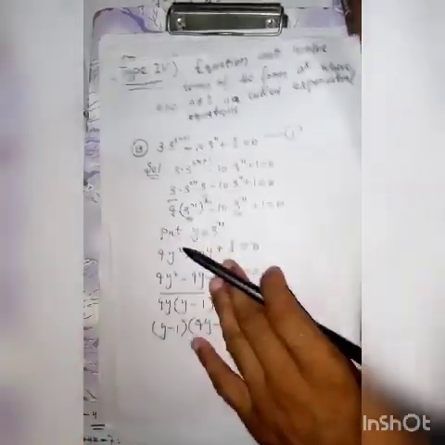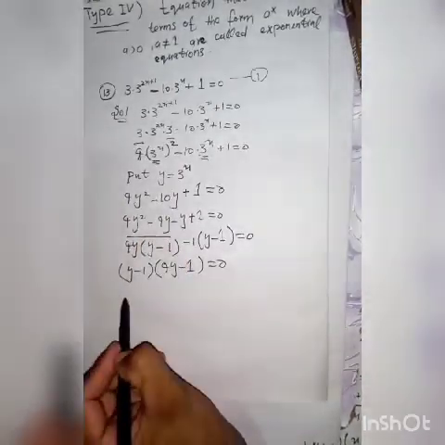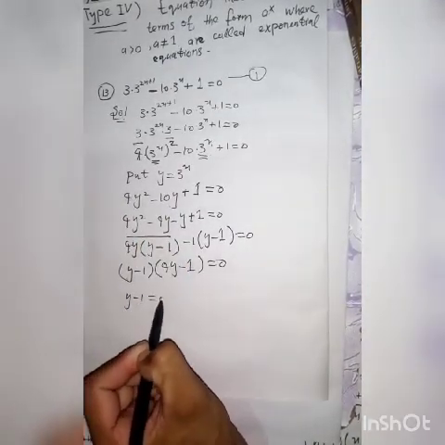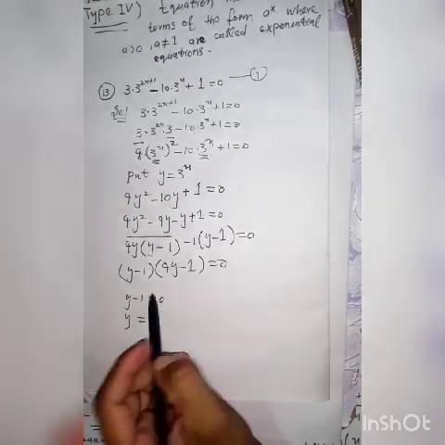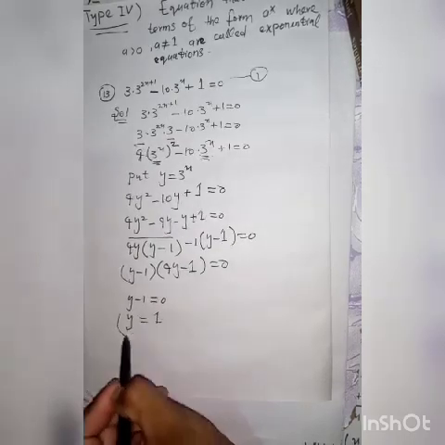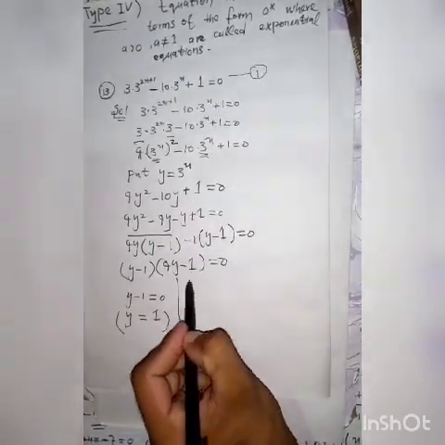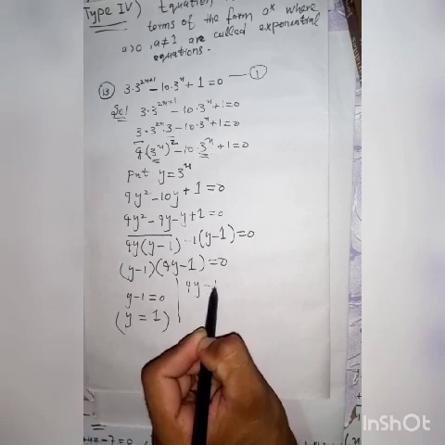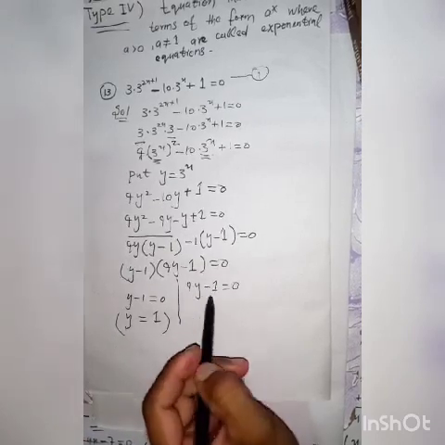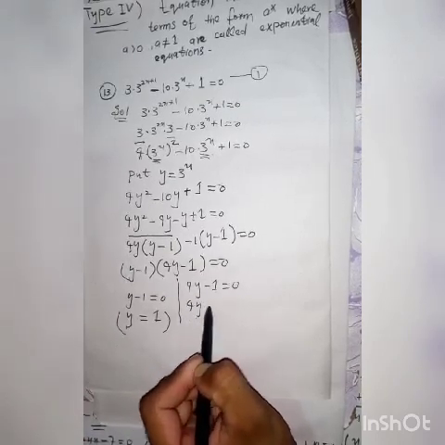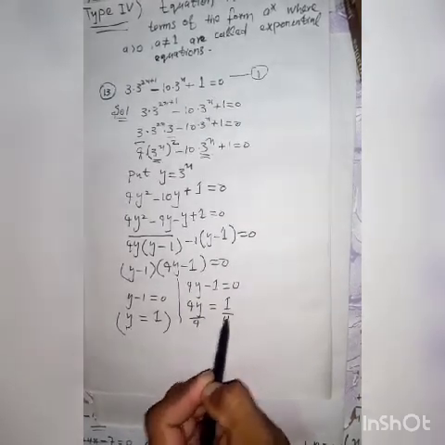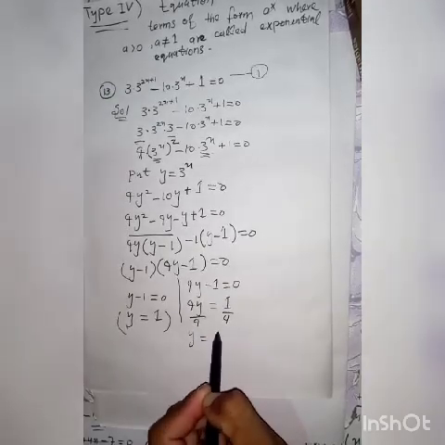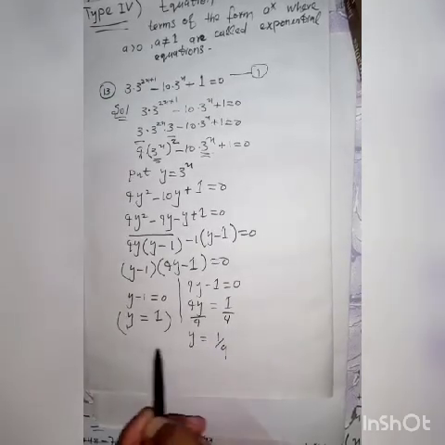Now by the zero factor property we can write y minus 1 is equal to 0. If we add 1 on both sides, we get y is equal to 1. And similarly 9y minus 1 is equal to 0. If we add 1 on both sides, we get 9y is equal to 1. If we divide both sides by 9, we get y is equal to 1 over 9.